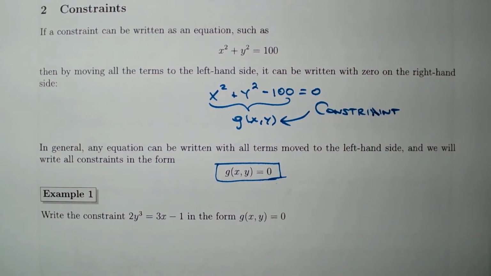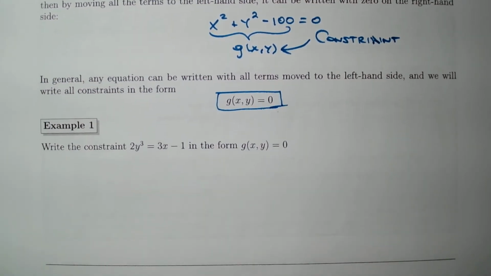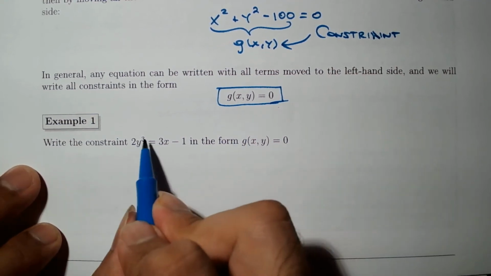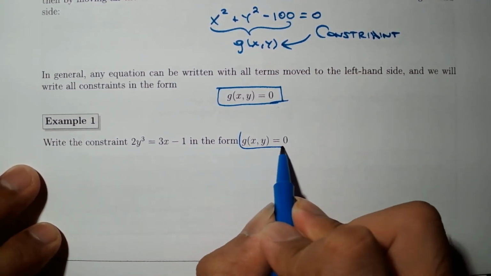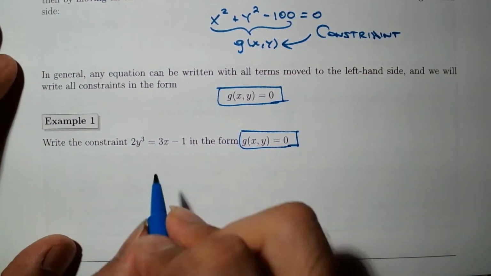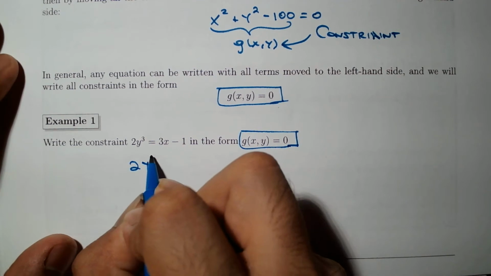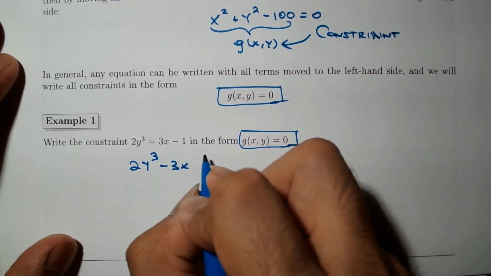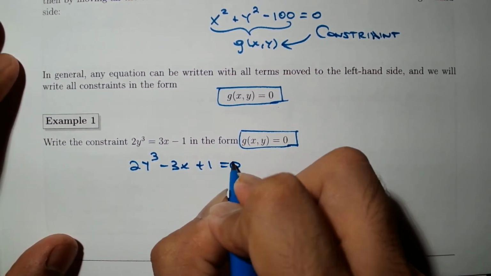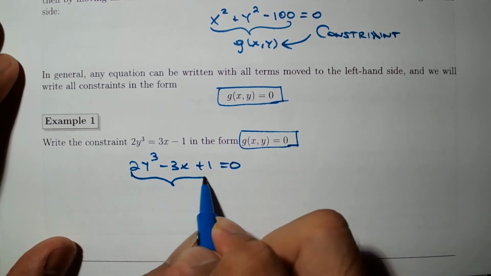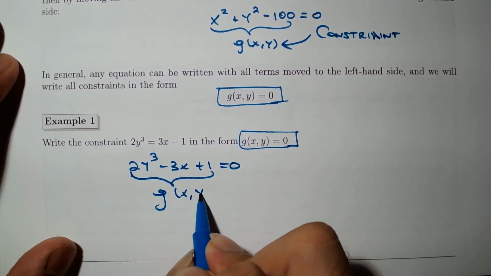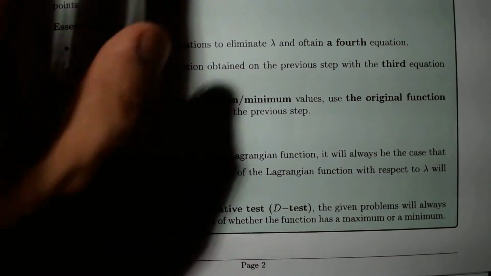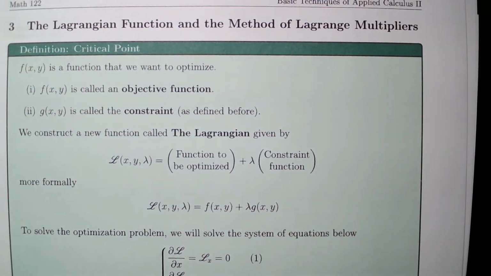Okay, so given the following equation as an example, we have the equation 2y cubed equals 3x minus 1. They're asking us to write this constraint in the form described above. So all we do is move this 3x to the other side with the opposite sign, and this negative 1 with the opposite sign, which is 1, set it equal to 0. And this is going to be our g of x, y. Okay, so the next page is in which we describe the method of Lagrange multipliers.